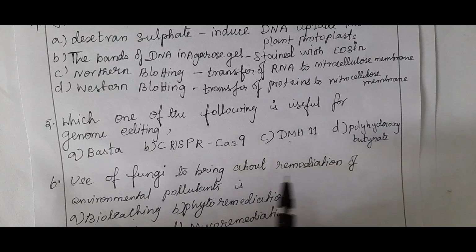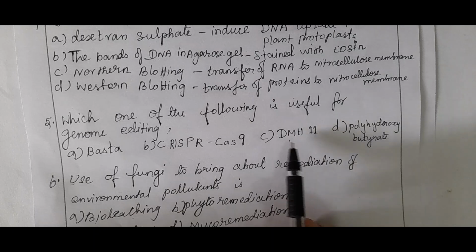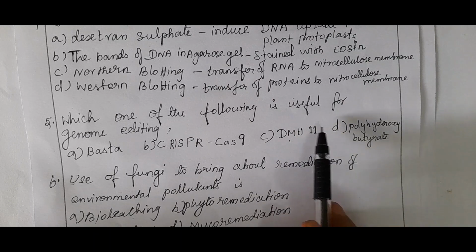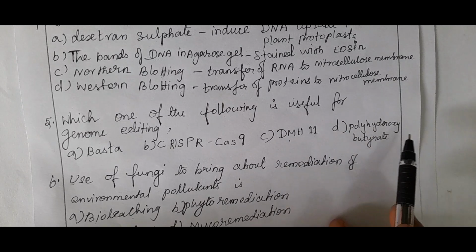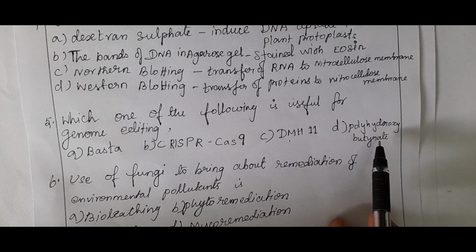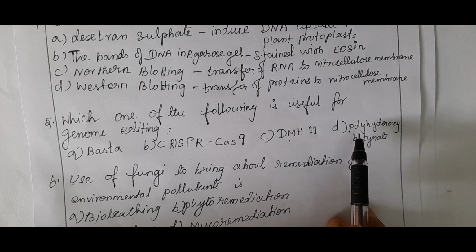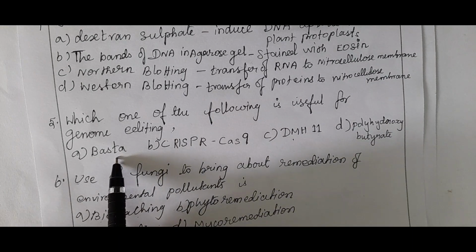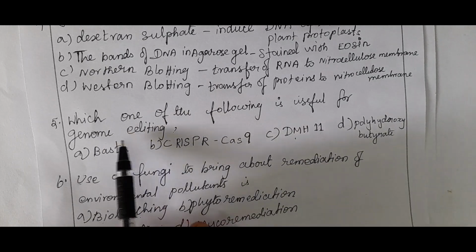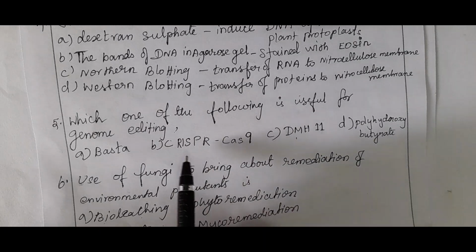DMH11 is transgenic mustard. The next one, polyhydroxybutyrate, is a degradable biopolymer. BASTA is nothing but a herbicide. But the question is genome editing. So the correct answer is CRISPR-Cas9. Next question.